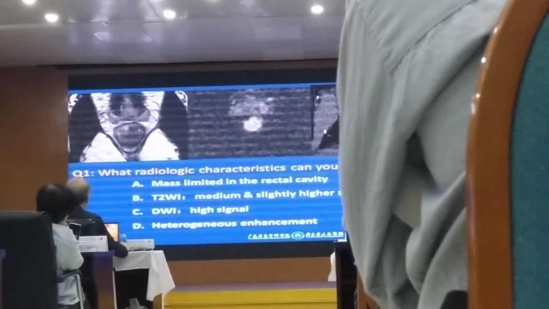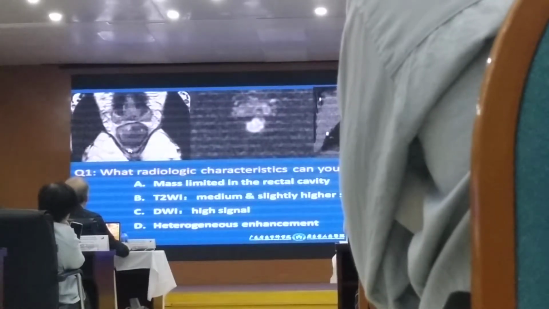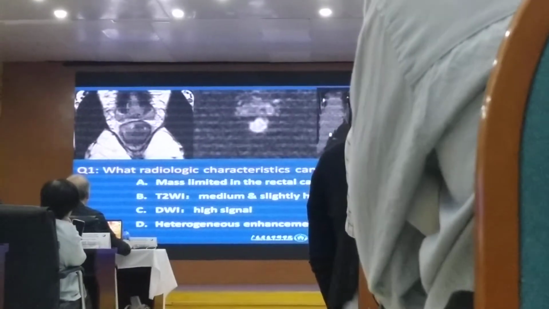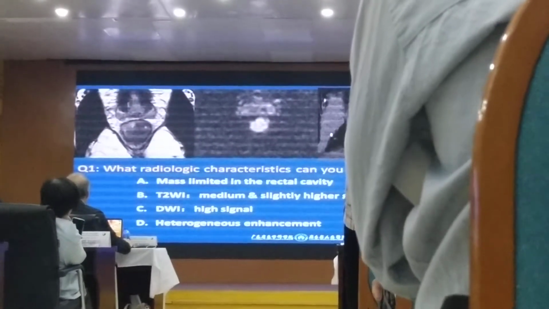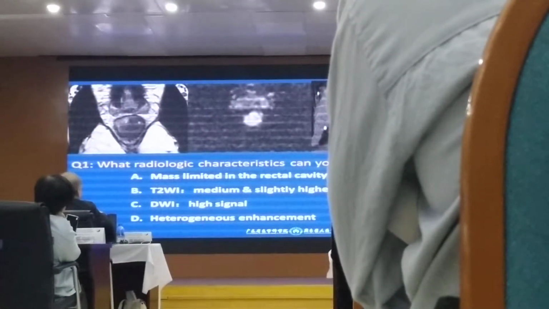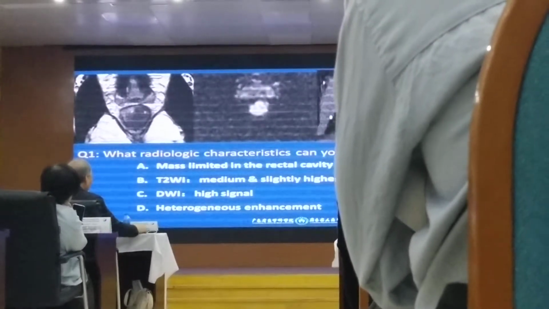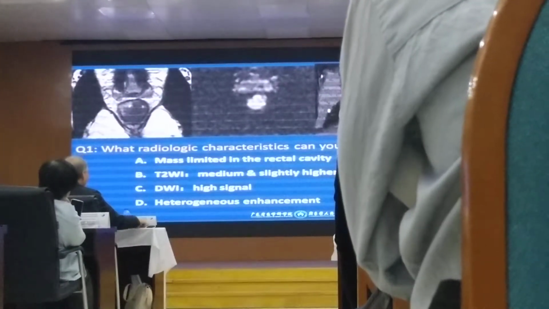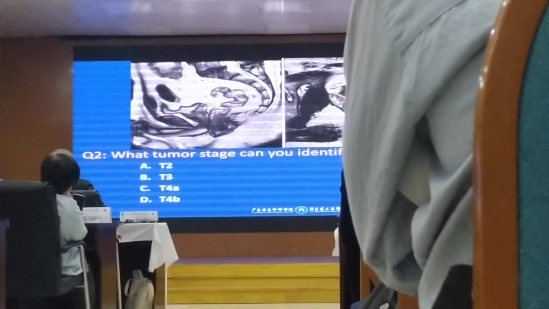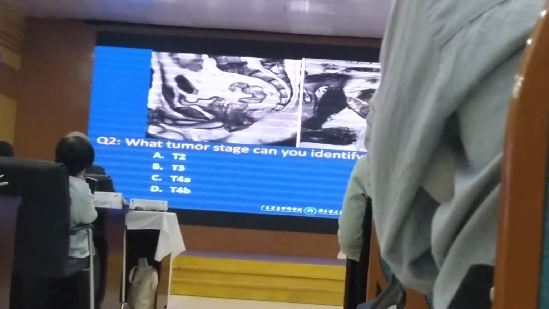We can find a mass in the rectal cavity with isointense and slightly hyperintense signal on T2 weighted image and DWI, and with heterogeneous enhancement. So what answers are correct? According to the image, which stage do you think is correct?